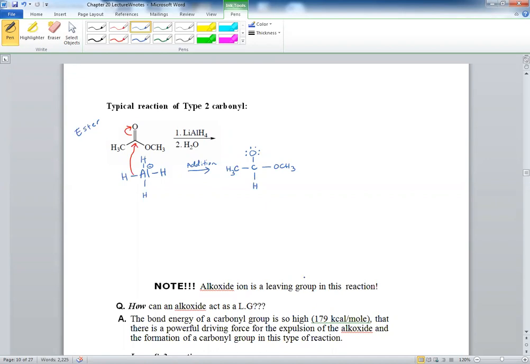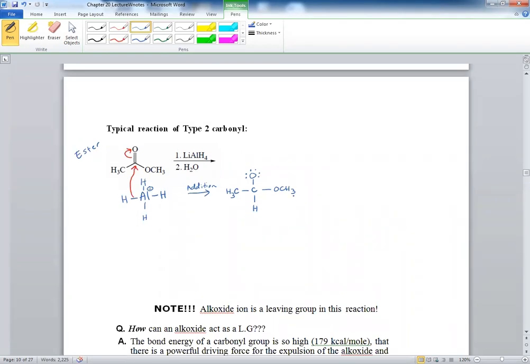Now, this is not going to simply go to the second step and get protonated. So this product is going to undergo another reaction, another change. We already talked about this, but let's show you.